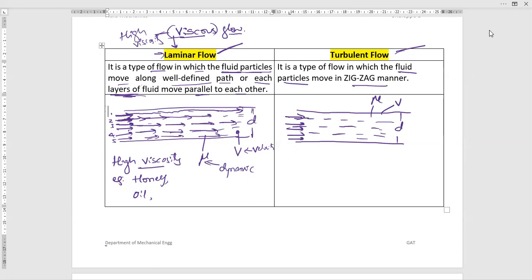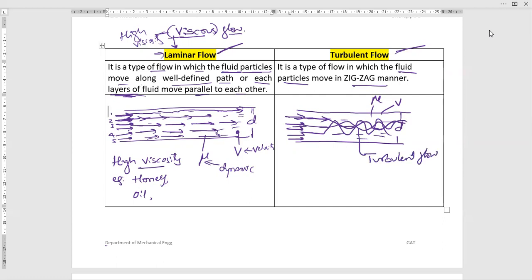So this layer will go a certain distance and then it will mix. It will move in a zigzag manner. Each fluid particle, each layer of fluid undergoes zigzag motion, and it creates a disturbance between the layers of the fluid. This type of flow is called turbulent flow.